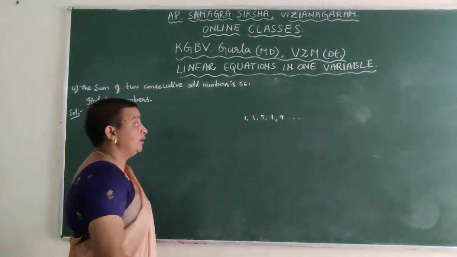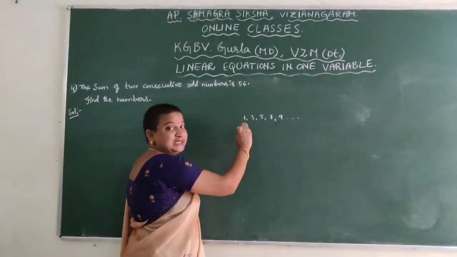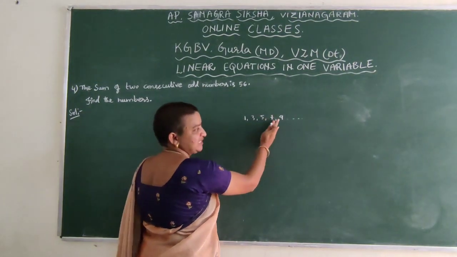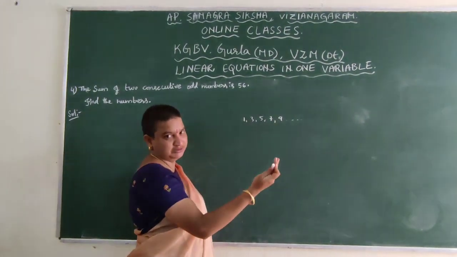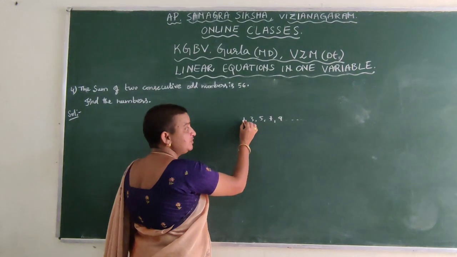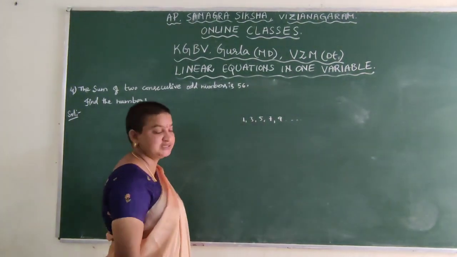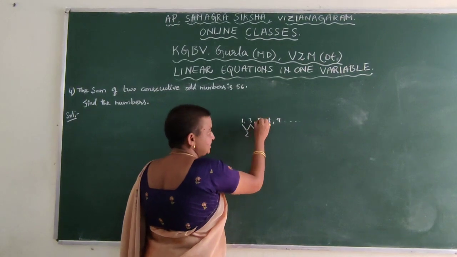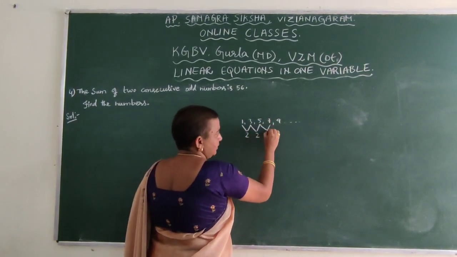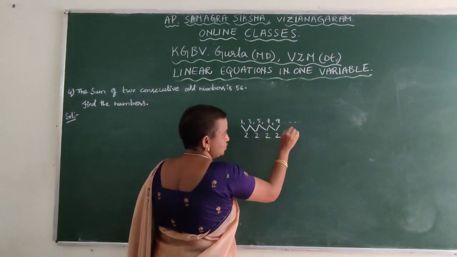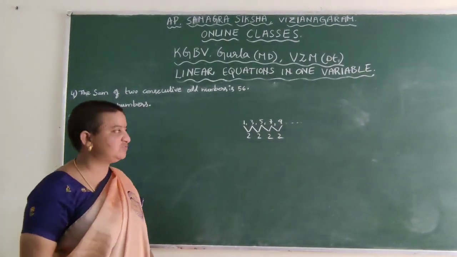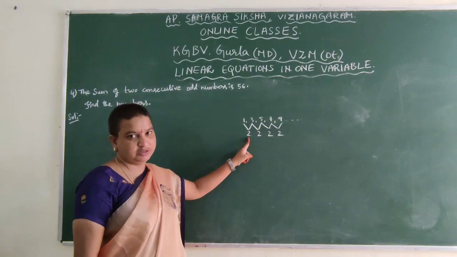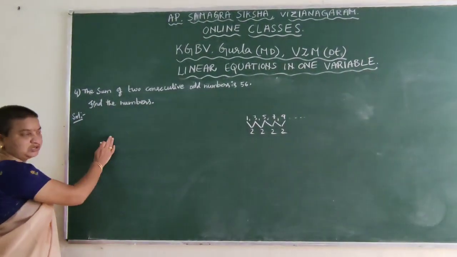1 and 3 are consecutive odd numbers. 3 and 5 are consecutive odd numbers. 5 and 7 are consecutive odd numbers. What is the difference between two consecutive odd numbers? It is 2. The difference between these two is 2, and this is 2. Okay? Now we can start.